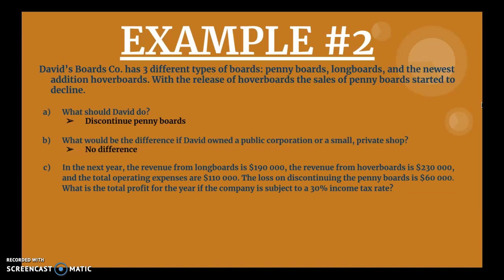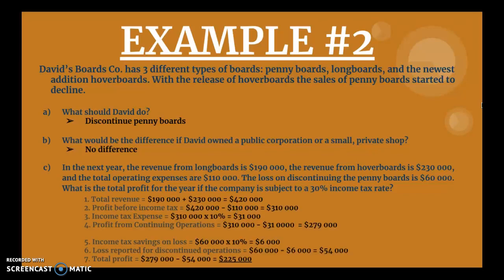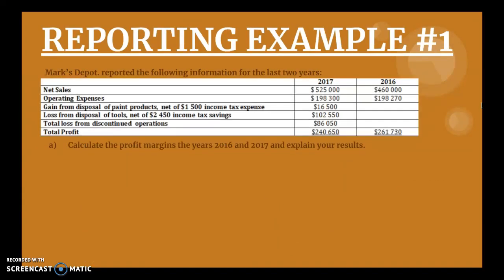In the next year, the revenue from longboards is $190,000, the revenue from hoverboards is $230,000, and the total operating expenses are $110,000. The loss on discontinuing the penny boards is $60,000. What is the total profit for the year if the company is subject to a 30% income tax rate? If we allocate our income tax expense to continuing operations first and then discontinued operations, we get a final profit of $225,000.